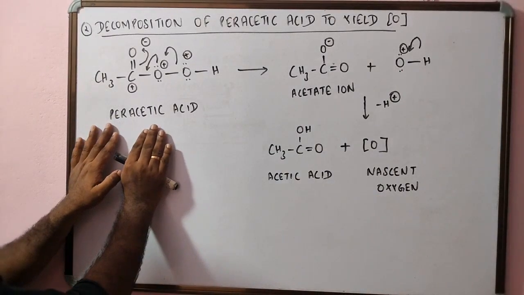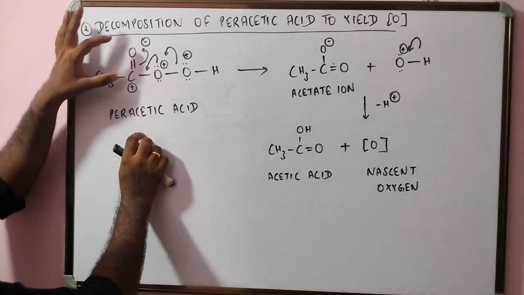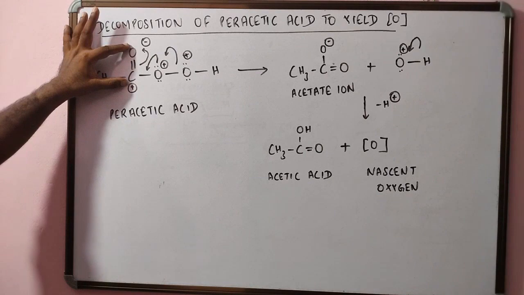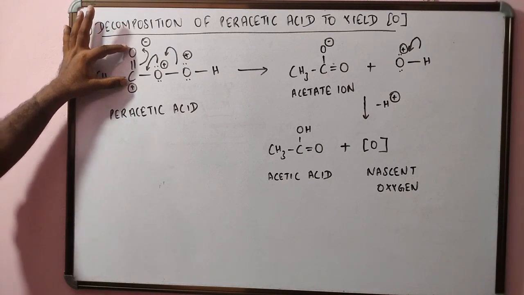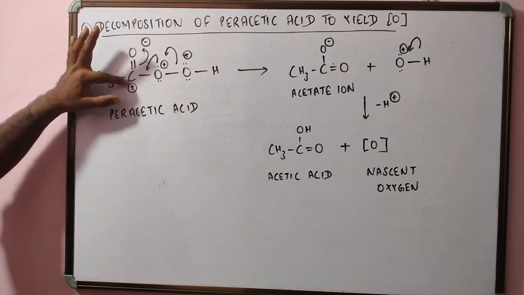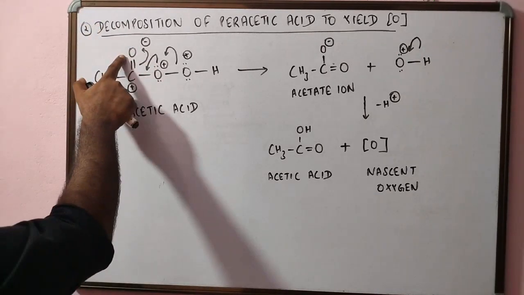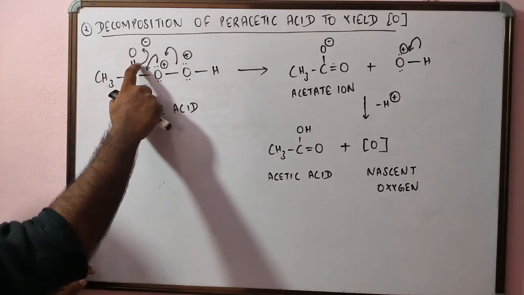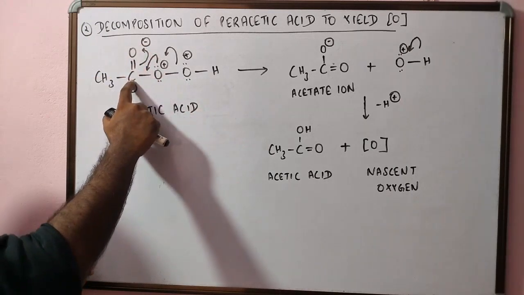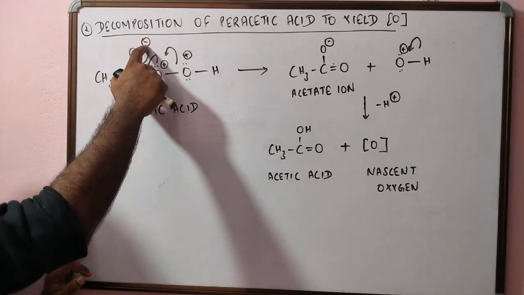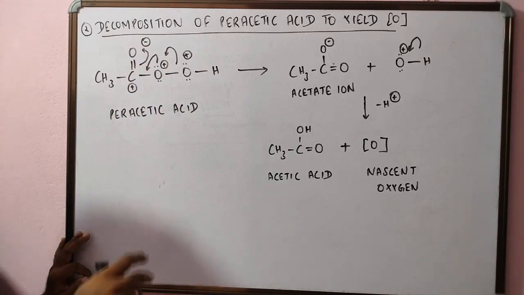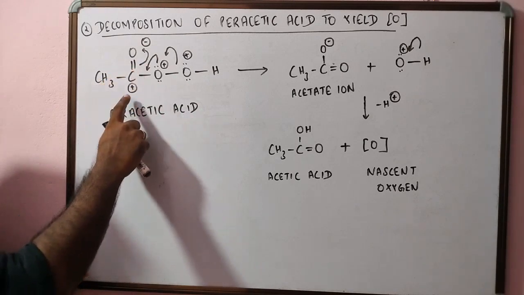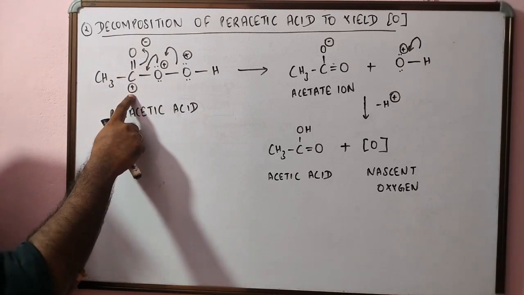Now, as the peracetic acid is formed, how does it decompose itself to produce nascent oxygen? The peracetic acid contains the carbonyl group. The carbon double bond O is a highly polar bond. This is because of the difference in electronegativity of the two atoms. The oxygen is highly electronegative, therefore it withdraws the electron pair that it shares with the carbon, thus becoming negative in charge. The carbon, because it has lost its bonding pair of electrons, becomes positive in charge.